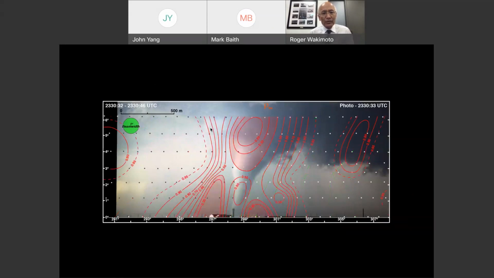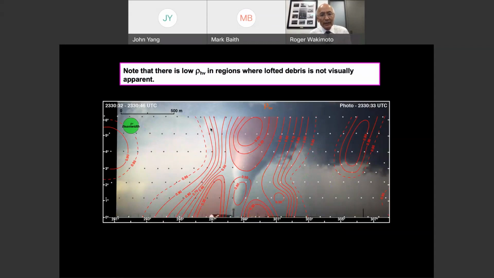And now, here's your very first look, and actually, as far as I know, the very first time this sort of image has been shown. This is rho HV. The shaded red is less than 0.4, so it's really low rho HV. Now, if you look at it sort of stepping back at this image, you see this column of low rho HV. One of the things I want to highlight is that, as shown here, you don't visually see debris, but the radar is telling you there is lofted debris because the rho HV values are dropping. So it shows you the power of a radar.